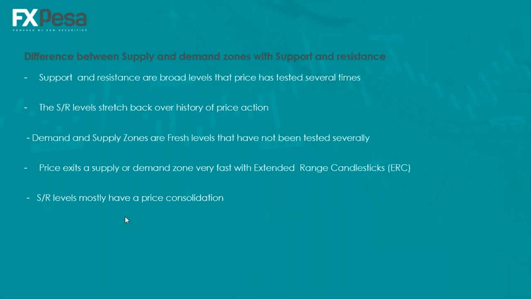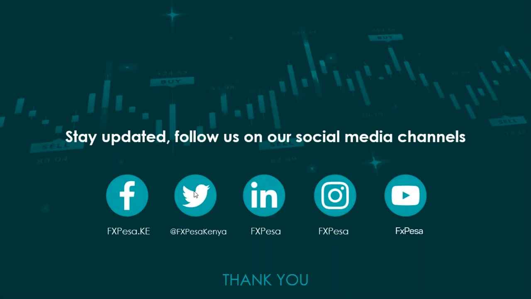So unlike a supply or demand zone, which we have said should have around 2 to 5 candlesticks to be considered a very strong zone, support and resistance, on the other hand, may have several candlesticks forming within that zone or within that level. So those are the differences between supply and demand and support and resistance.